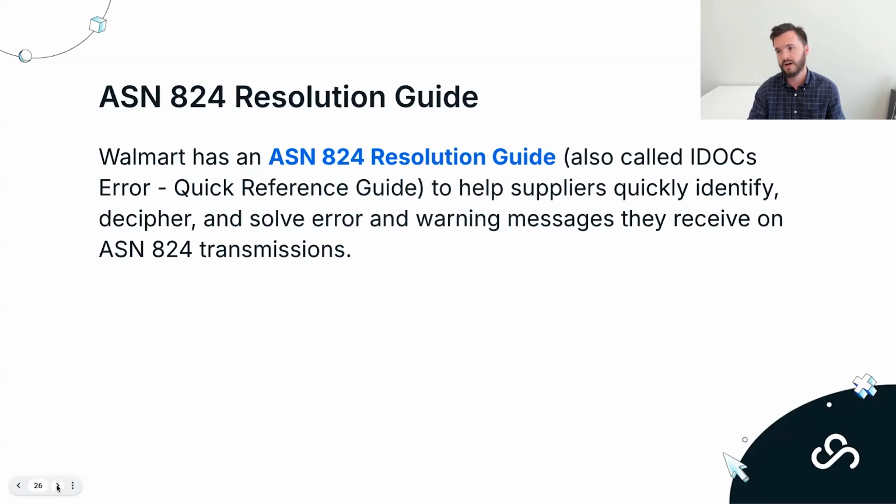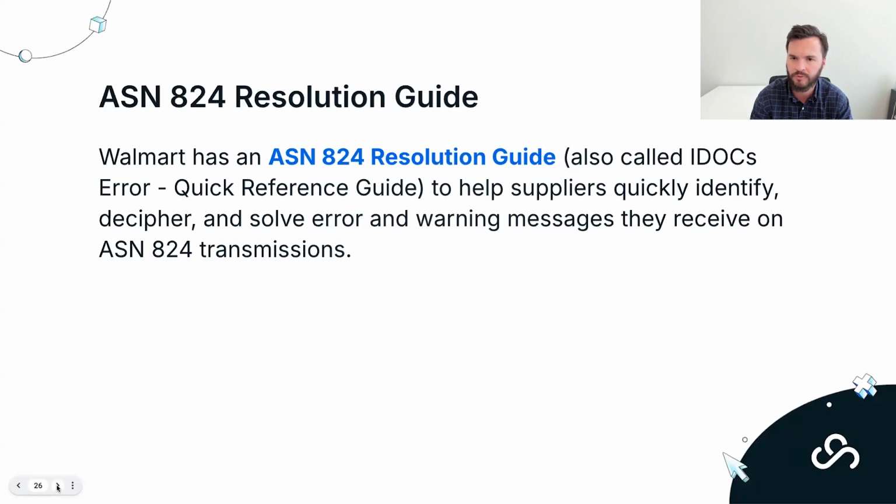So we want to talk a lot about this 824 resolution guide, the ASN 824 resolution guide. This is a super, super helpful document that we are not allowed to show you in this webinar because it's been gated heavily by Walmart. They're not allowing redistribution of any kind on that. So I'm not sure what that means for you in terms of who you can and can't share it with, but it's the first we've seen of that. So this ASN 824 resolution guide is a really helpful document. It's also referred to in other places as the iDocs error quick reference guide.